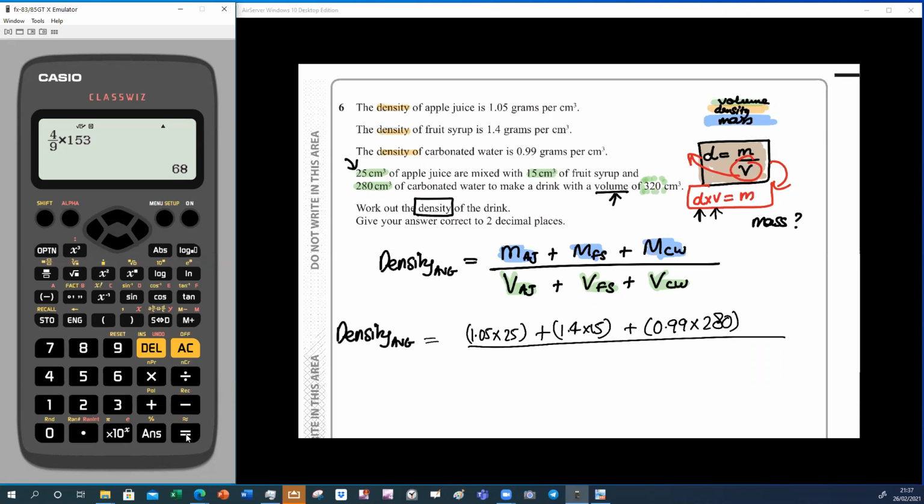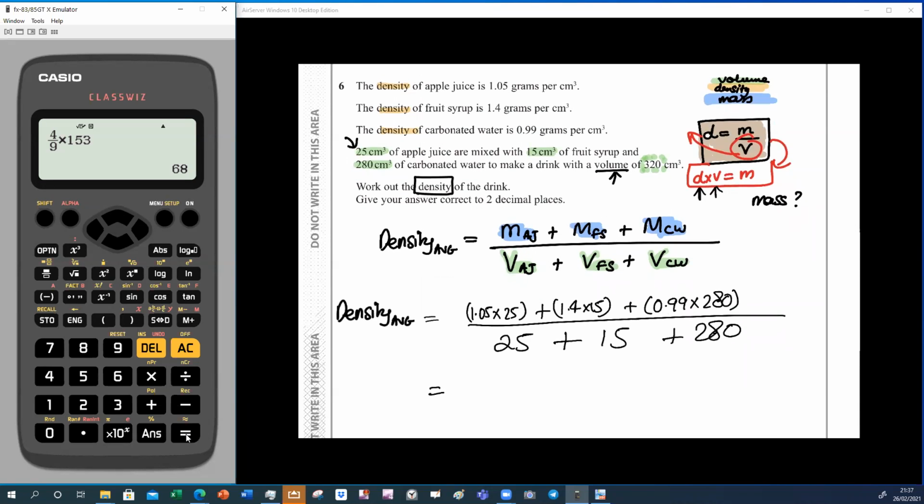Yeah. What's the volume of the apple juice? The volume of the apple juice is 25. And the volume of the fruit syrup? 15. And the volume of the carbonated water? 280. Okay, so that's all those volumes. Now we need to put this into the calculator. So let's grab our calculators. I've got my calculator right here ready. I'm going to use the brackets as well.